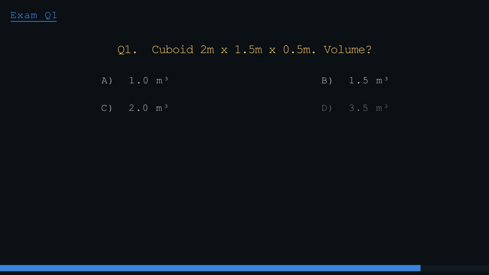Question 1. A cuboid measures 2 m by 1.5 m by 0.5 m. What is its volume? Pause and choose your answer. The answer is B, 1.5 cubic meters. 2 times 1.5 times 0.5 equals 1.5.